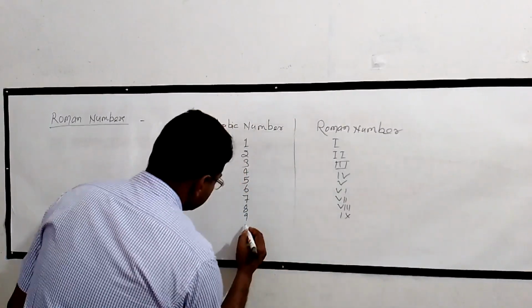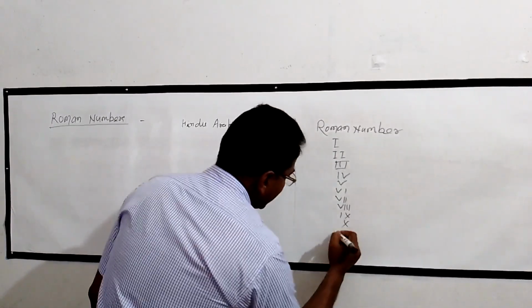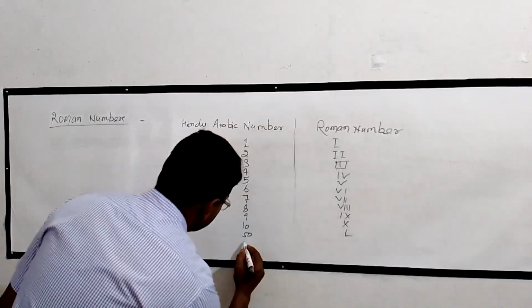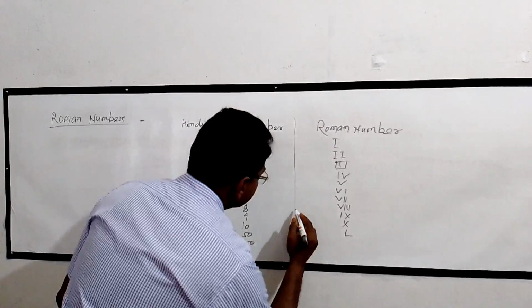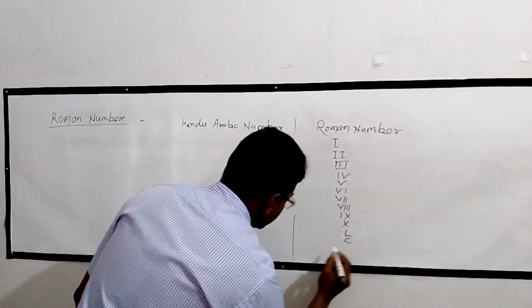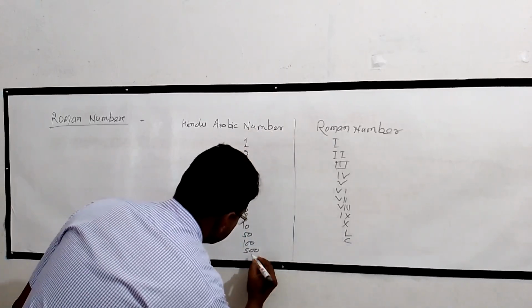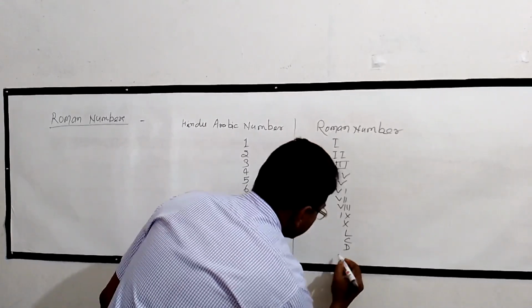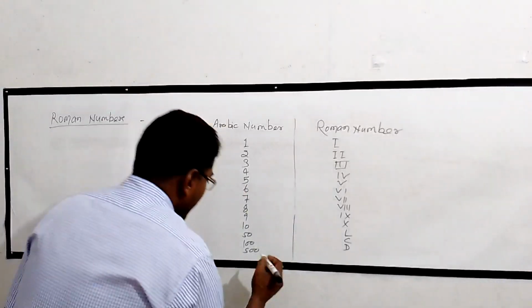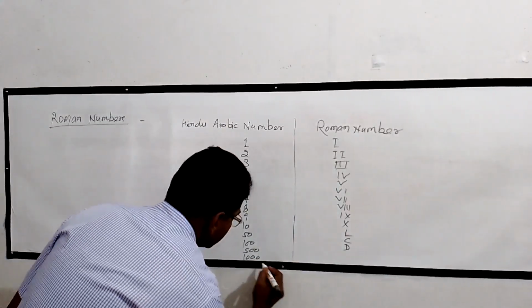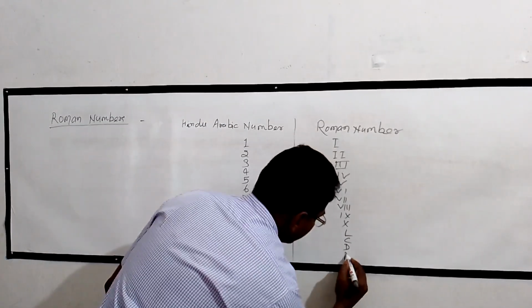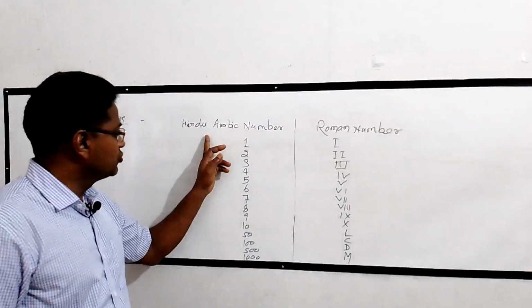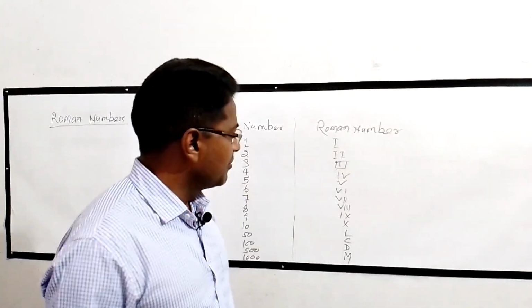9 IX, 10 X, 50 L, 100 C, 500 D, and 1000 M. So these are the Hindu Arabic numbers, and these are the Roman numbers.